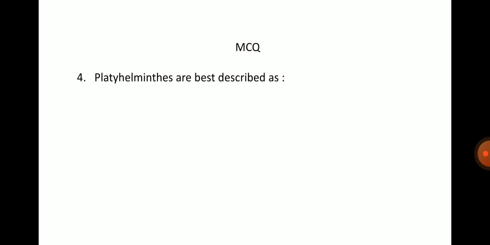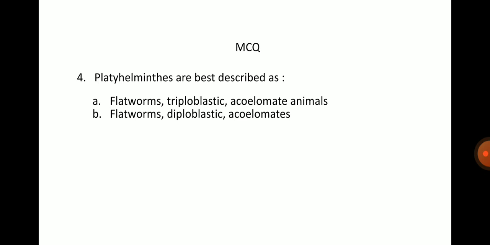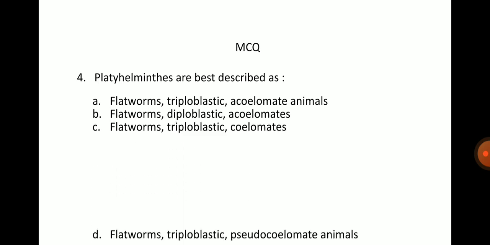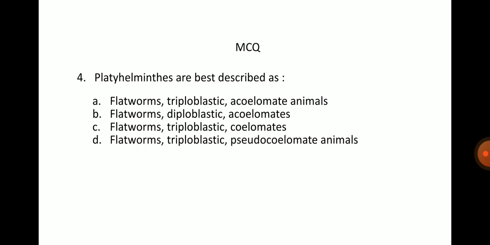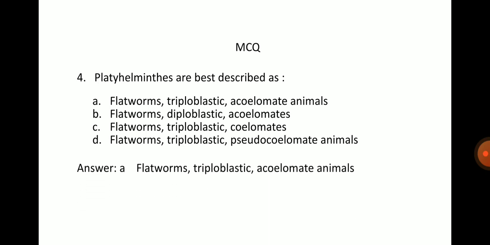So, the next question. Platyhelminthes are best described as A, flatworms, triploblastic and acoelomate animals, B, flatworms, diploblastic and acoelomates, C, flatworms, triploblastic, coelomates, D, flatworms, triploblastic and pseudocoelomate animals. So, the answer is flatworms, triploblastic and acoelomate animals, that is option A.